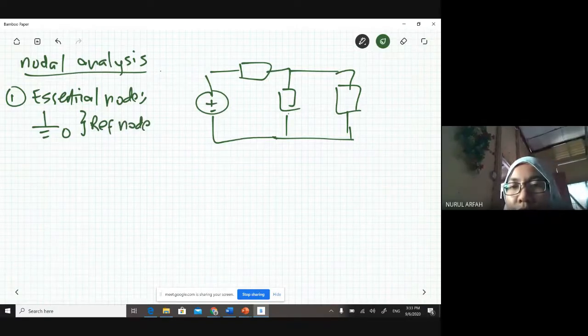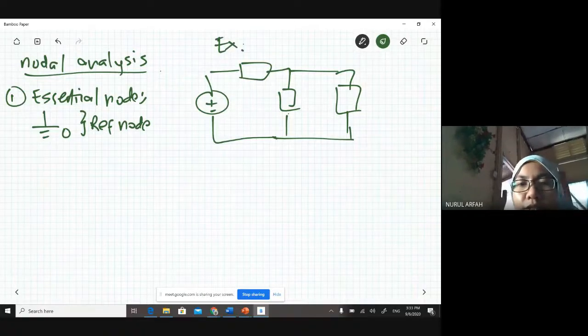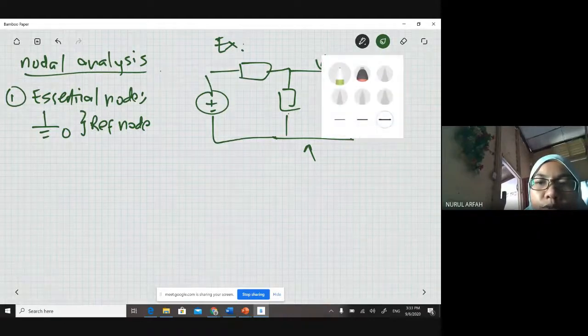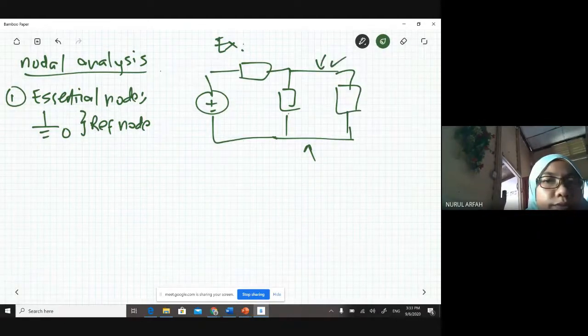So over here, this is our example. Where are your essential nodes? You have two, right? First on top here and another one down here. But usually we choose the bottom, right? Why do we not choose the one up here? Usually it is because when you look at here, you have a voltage source.